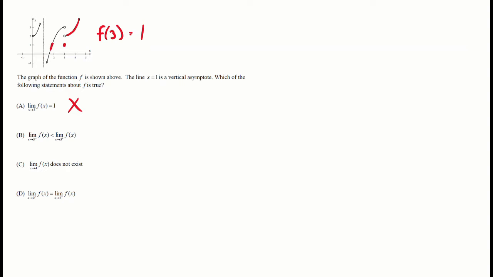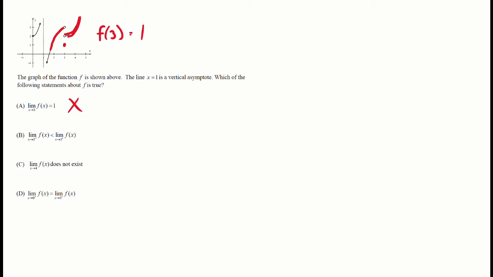This is not true. It does not exist because as it approaches it from the left, it equals 3 because it's going up to 3. As it approaches it from the right, the graph is going towards the y value of 2. So 3 does not equal 2. The limit from the left does not equal the limit from the right. Okay, let's take a look at B. Looks like we're still looking at x equals 3 and the limit.